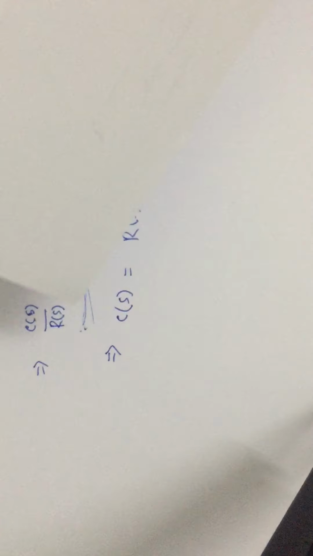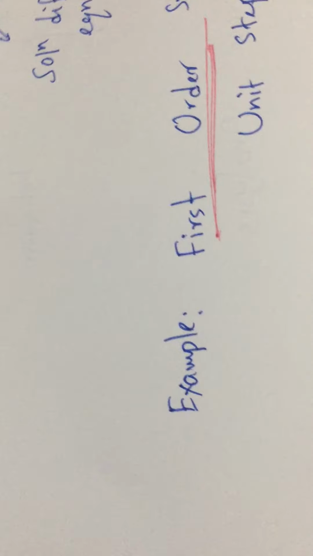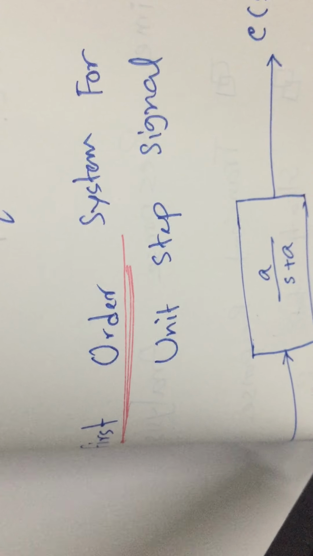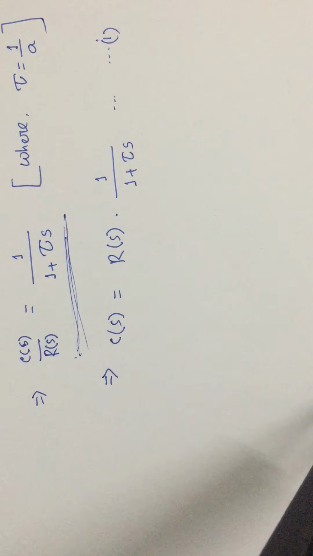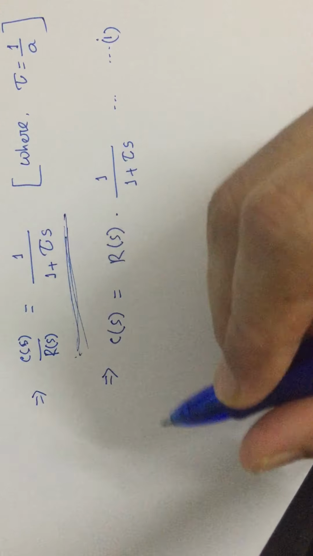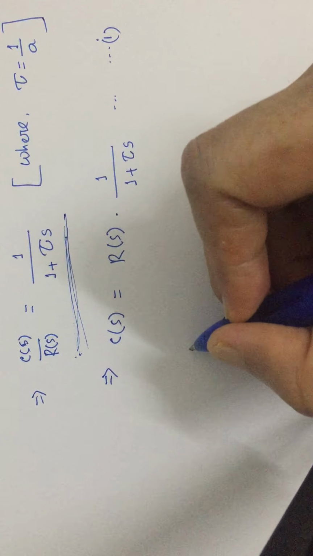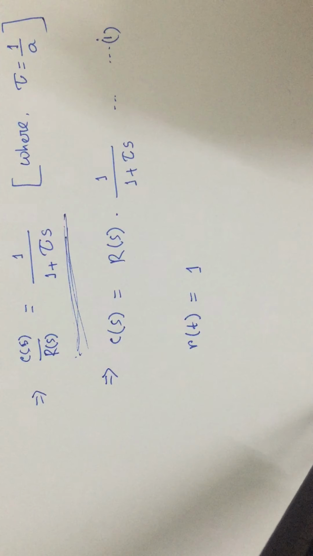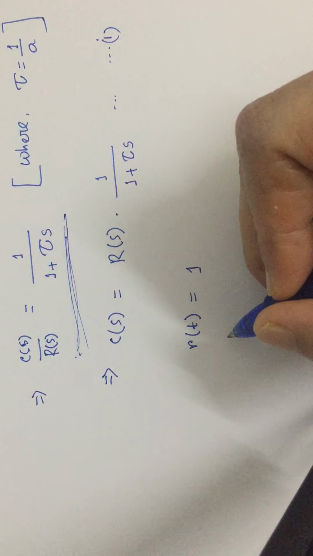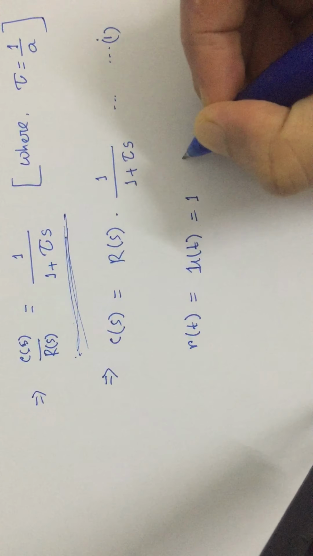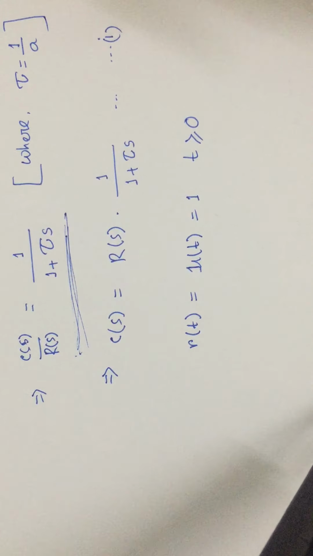Where is it? Yeah, this is here. You can see the first order. So basically we are determining the first order system for a unit step signal. Unit step signal means our input signal in the time domain, R of t equal 1, or you can write u of t equal 1 when t is greater or equal 0. So that one we already know, right?